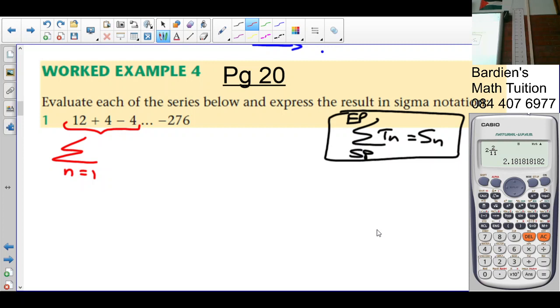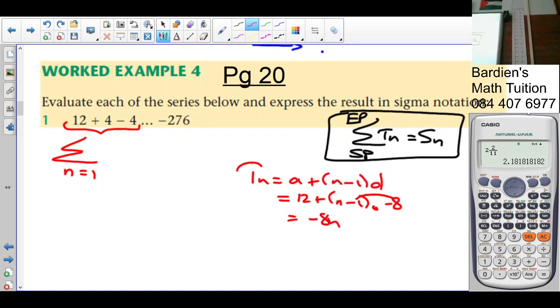So, first 3 terms. So the general term would be Tn is equal to a plus n minus 1 d. So what's the general term? 2l plus n minus 1 times negative 8. So it's negative 8n plus 8 is going to be plus 20. So here goes negative 8n plus 20, which is your Tn. Are you all okay with that?